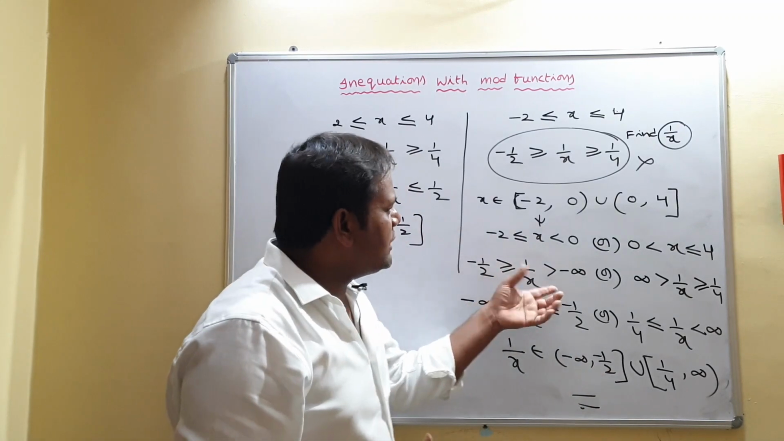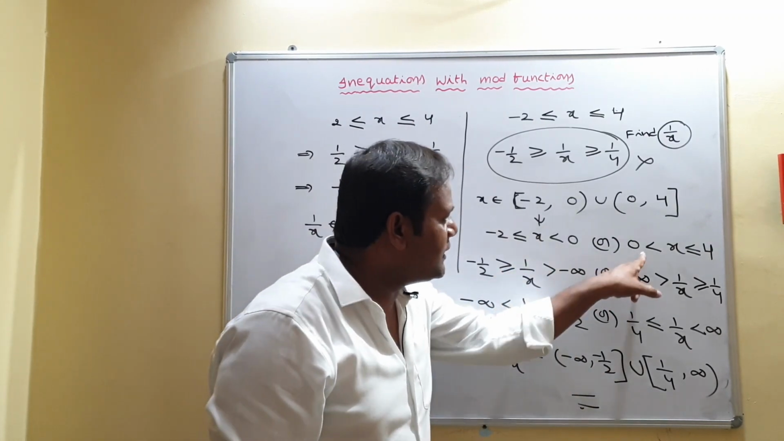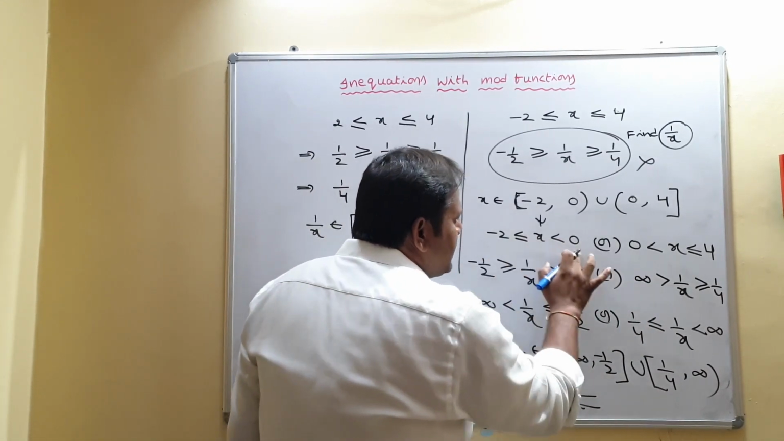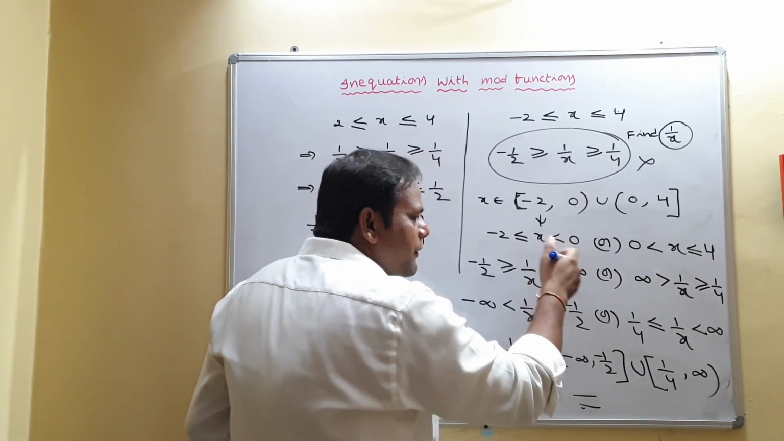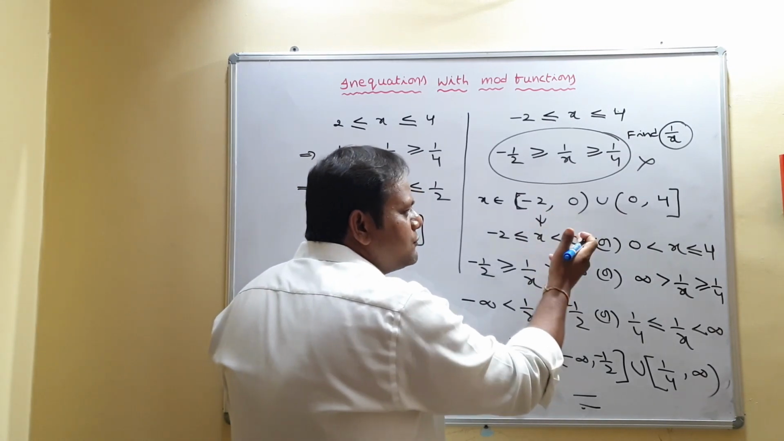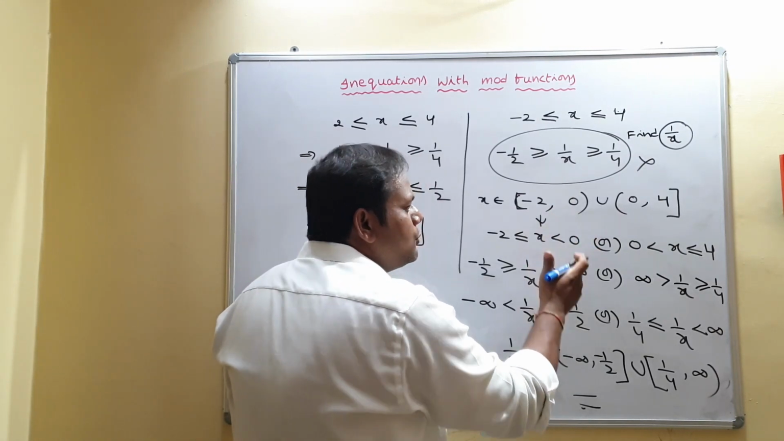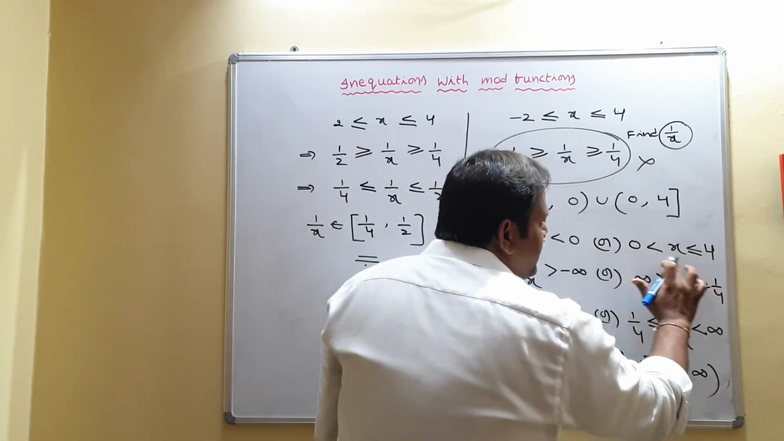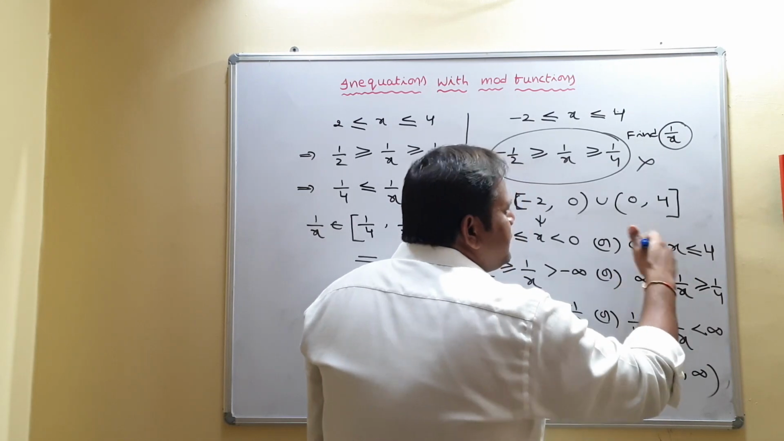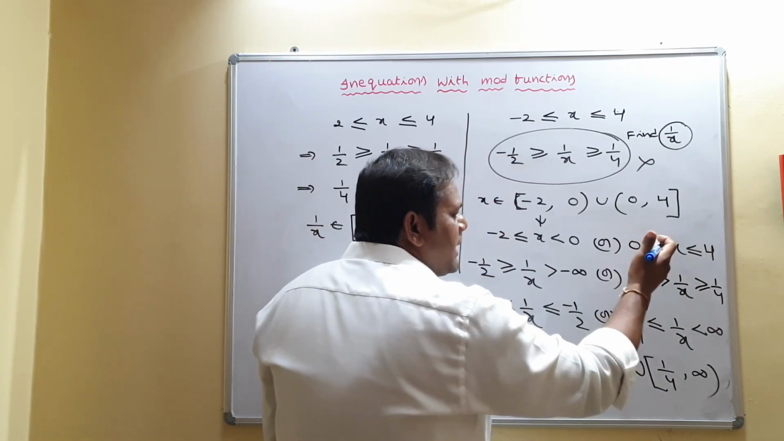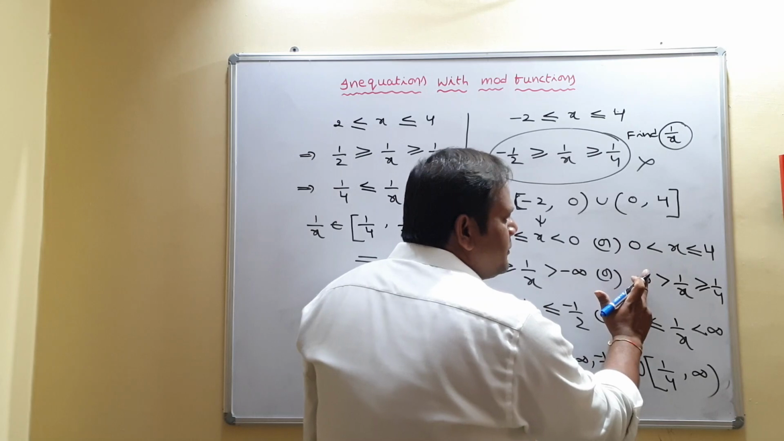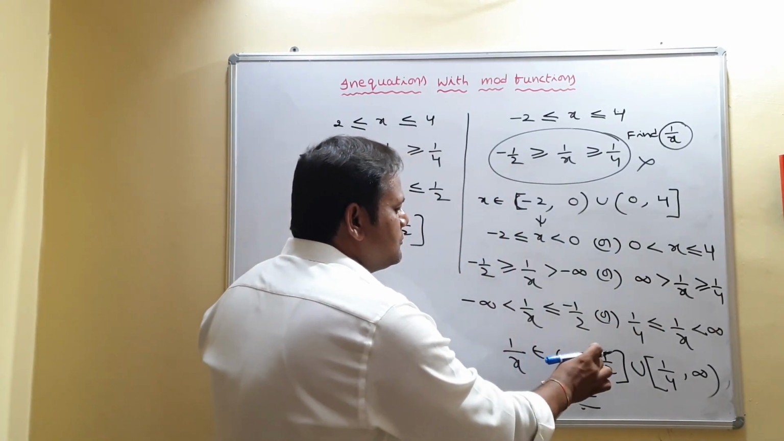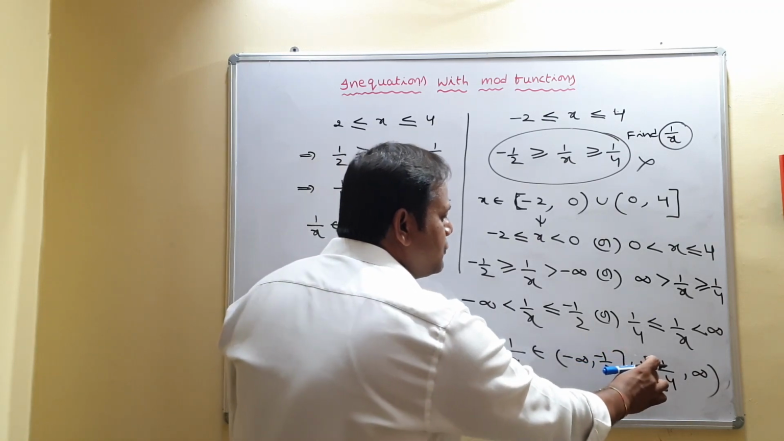And some of the students get confused about why minus infinity here and why plus infinity there. The reason is that here all the values are negative. That is the reason if you take the reciprocal of values near 0 that are negative, you get minus infinity. Coming to this interval, all the values are positive. That is the reason if you take the reciprocal of values close to 0, you get positive infinity. So the final answer is 1/x belongs to minus infinity to -1/2 union 1/4 to infinity.